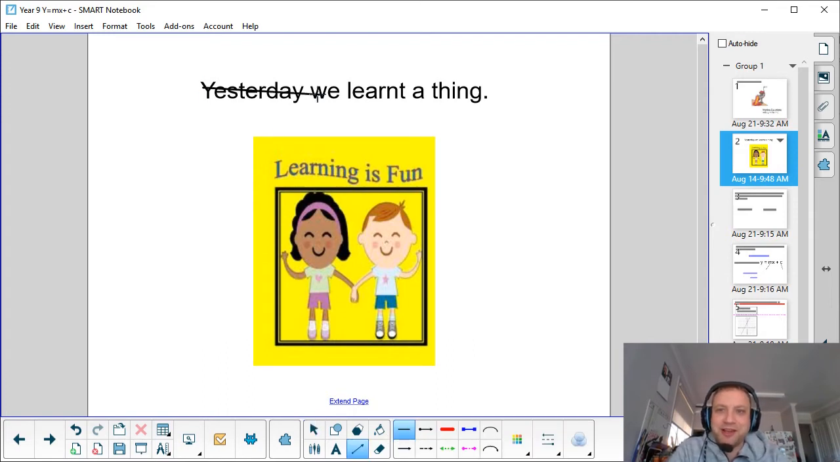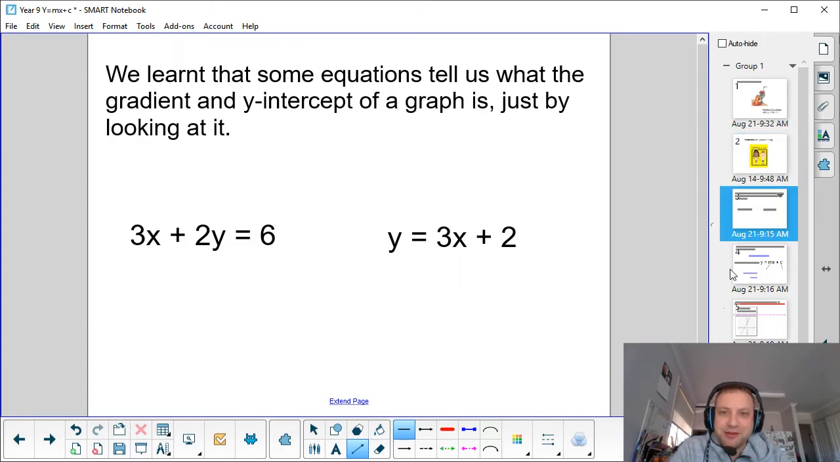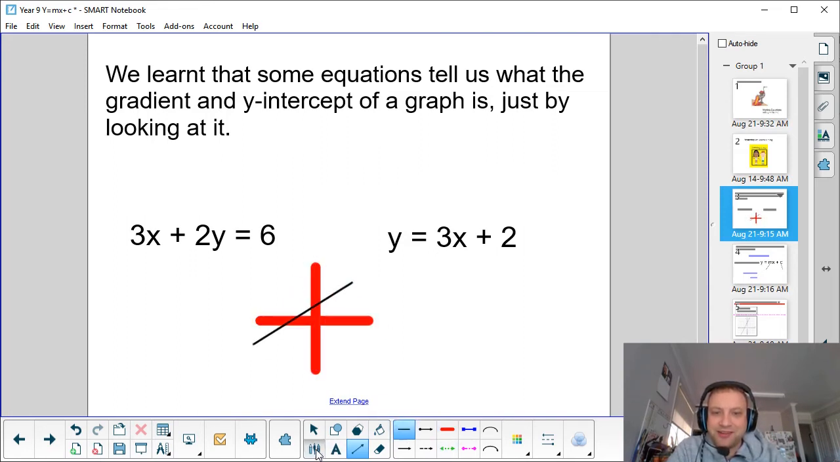This is when the video was made. It was yesterday, but on Monday we learnt that when we're working with equations that have y and x in them, some of the equations, if we just look at them and understand them, will actually tell us the gradient, which is how fast the graph goes up and down, and also the y-intercept. And we know a y-intercept is, if I have a graph that goes through like this, the y-intercept is right here, right? It's where it goes through the y-axis.